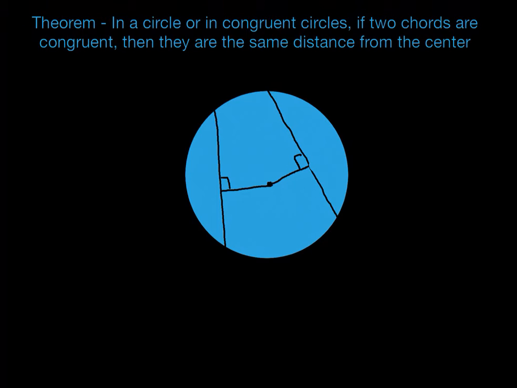So looking at our figure here, just using the one circle, if I know that two chords are congruent, let's say chord AB and chord CD are congruent, and they're both 20 millimeters long each, then I know the distance from the chord to the center, right here to here, would be the same from here to here. So it's the converse of the previous theorem. If two chords are congruent, then they are equidistant from the center.